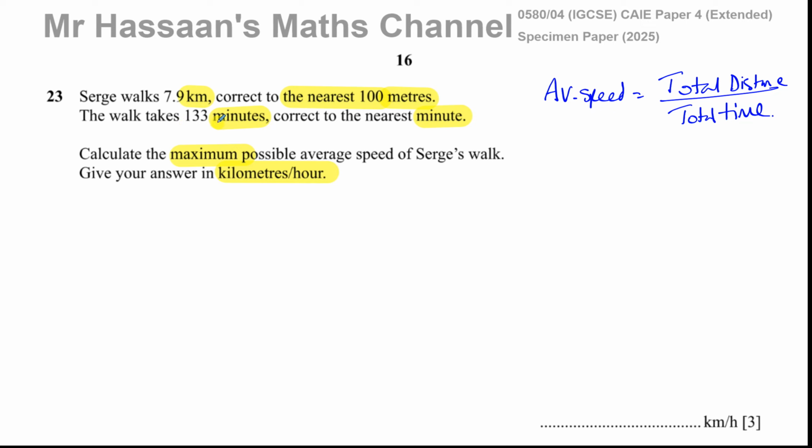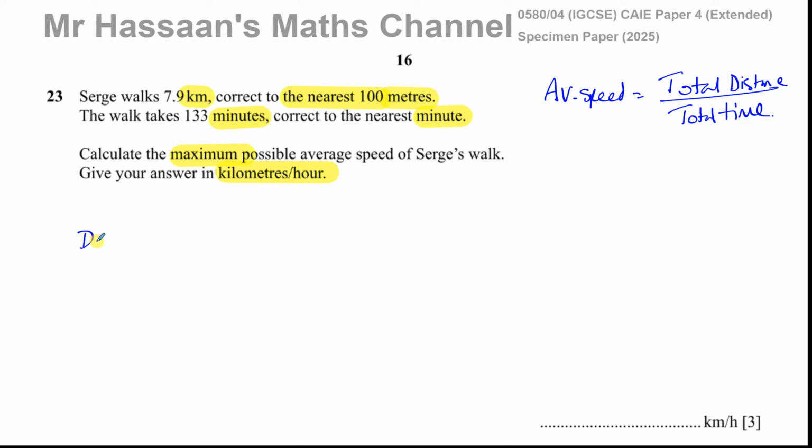Now, the mistake a lot of students make in a question like this is they do the calculation first. They divide the distance by the time, maybe convert minutes to hours, and then divide, and then think about upper and lower bounds. You never do the calculation first. You always find the upper and lower bounds of the values before you put them in the calculation.